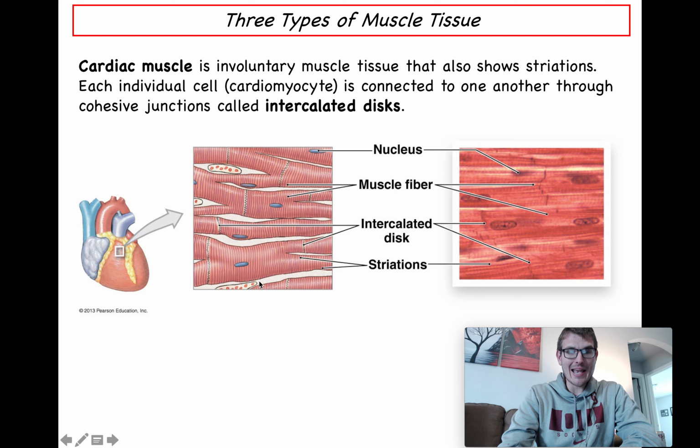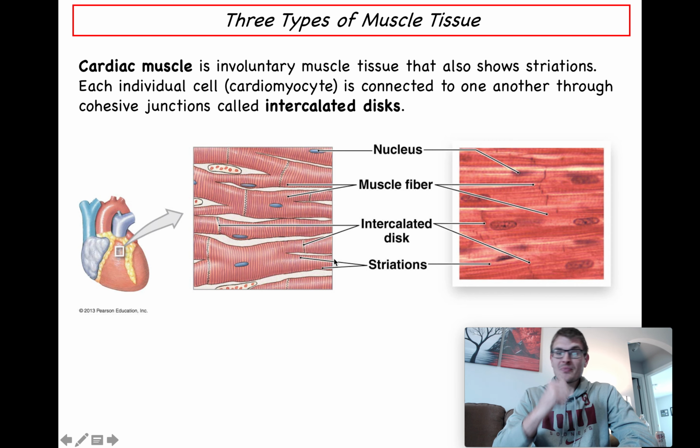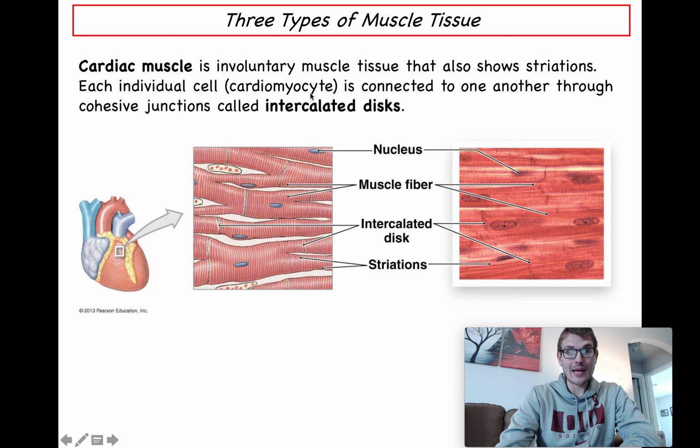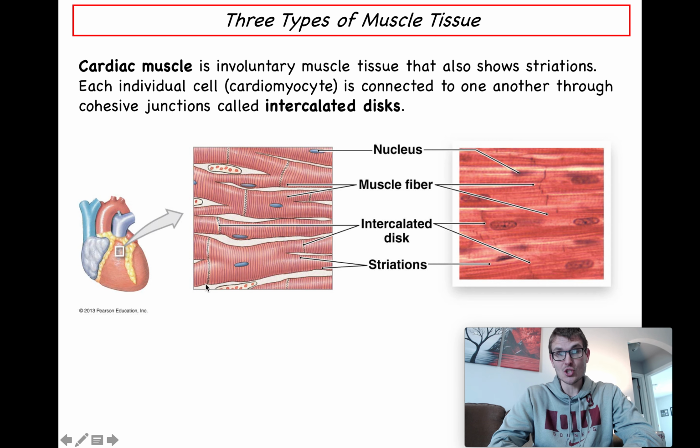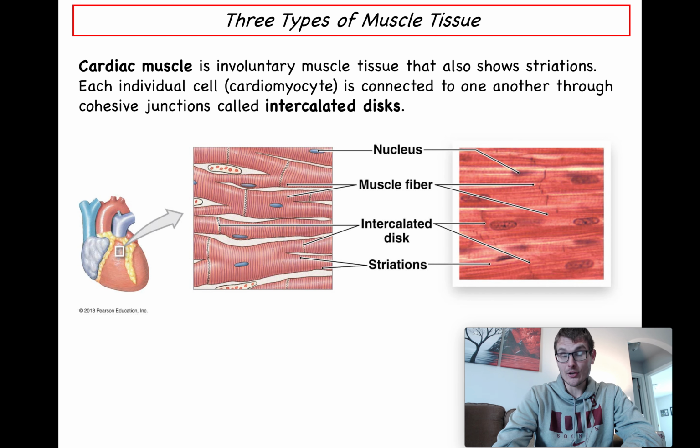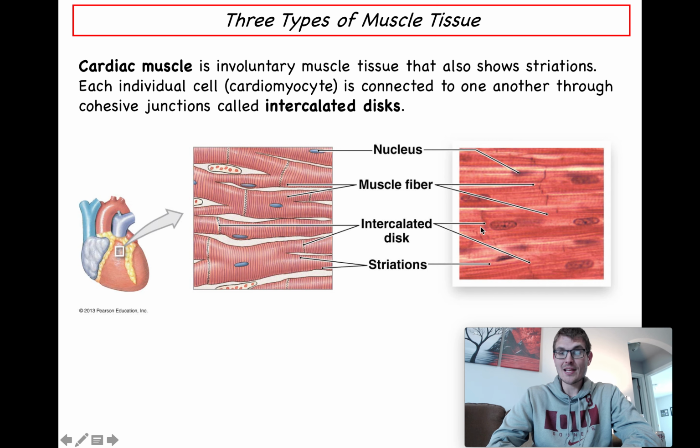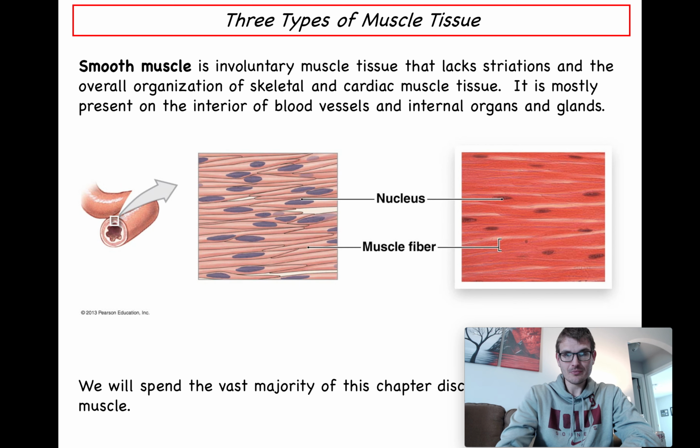So in this case, as you see here with cardiac muscle, each individual cell, which is called a cardiomyocyte, is actually connected through cell-to-cell junctions to neighboring cardiomyocytes. We've talked about how one of the main features of cardiac muscle tissue is the presence of what are called intercalated discs, these heavy staining vertical lines which represent the gap junctions and other cell-to-cell junctions that join one cardiomyocyte to its nearest neighbor.